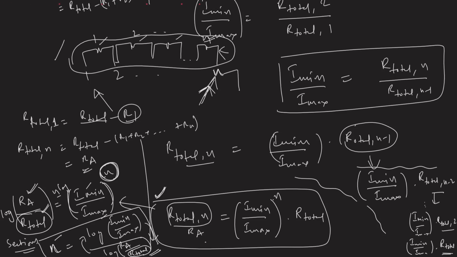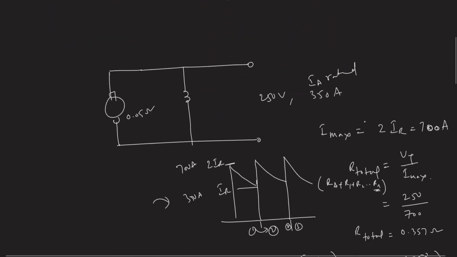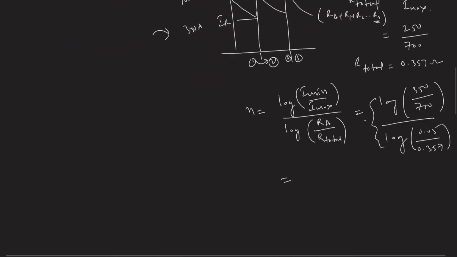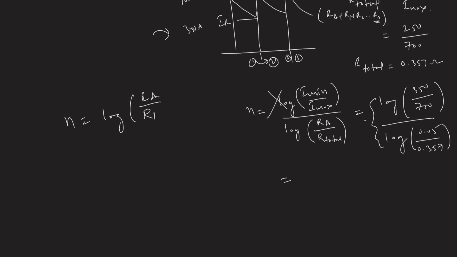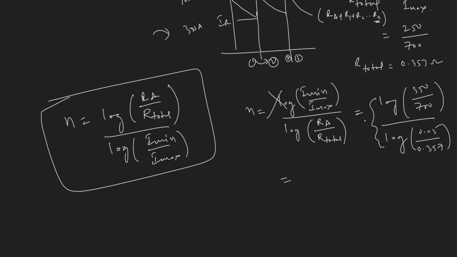I'll write it down here once again. This is wrong. So n is equal to log of RA by R total by log of I minimum by I maximum. Good, thank you. Now I think everyone can remember, right? Resistance by current. N is equal to, now tell me, just take the reciprocal of that value.